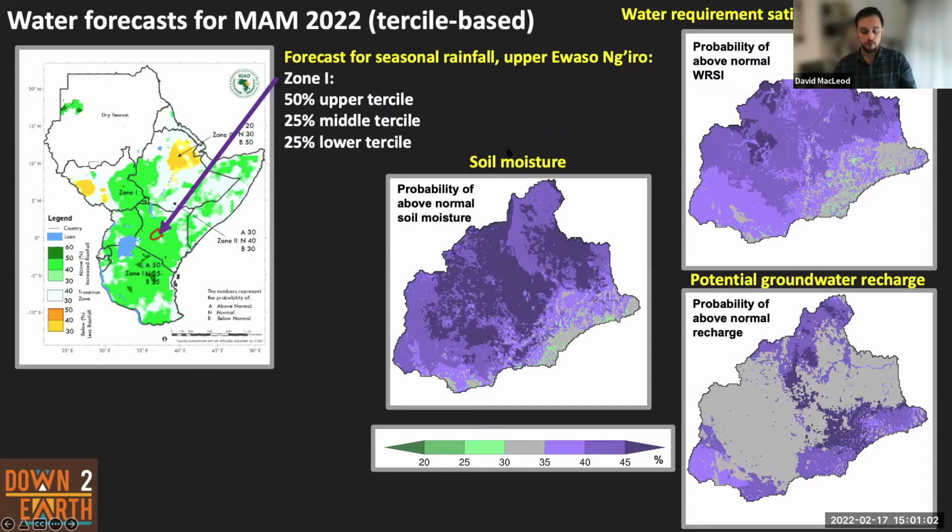We have an ensemble of potential soil moisture seasonal averages. And with that ensemble, we create probability, and we can look at the probability that the soil moisture will be above normal. Now here we're defining above normal in the same way as the rainfall. So above normal is the upper tercile of the soil moisture distribution based on the historical simulations.